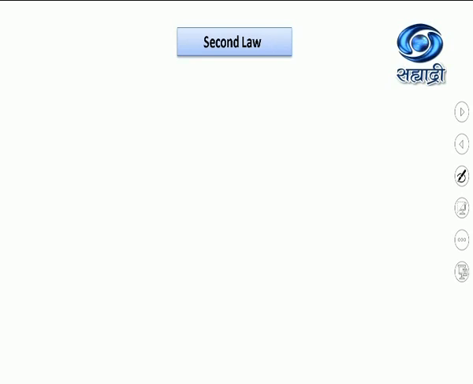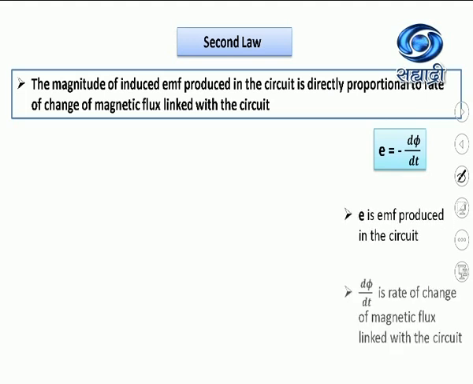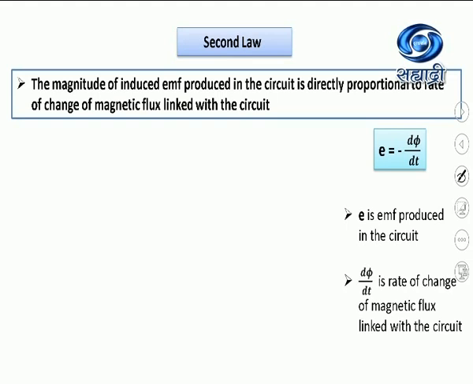Faraday's first law talks about the cause of production of induced EMF or induced current. The second law talks about the magnitude of the induced EMF. The law states that the magnitude of induced EMF produced in the circuit is directly proportional to the rate of change of magnetic flux linked with the circuit. And the mathematical expression which you have studied is: EMF induced is equal to minus dφ/dt. Suppose dφ is the flux change in time dt, then the rate of change of flux is dφ/dt. So here EMF induced is given by minus dφ/dt.